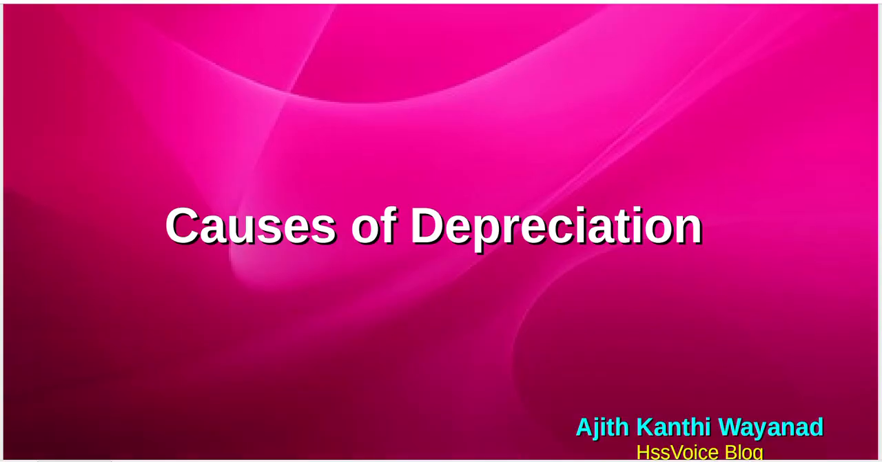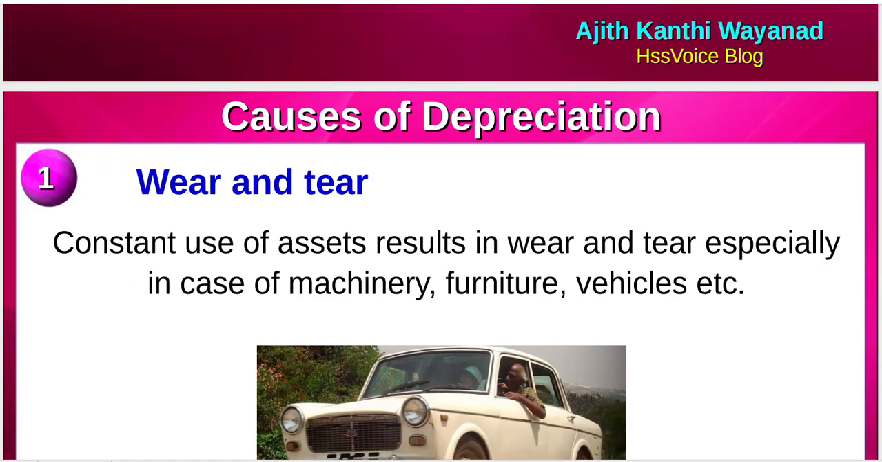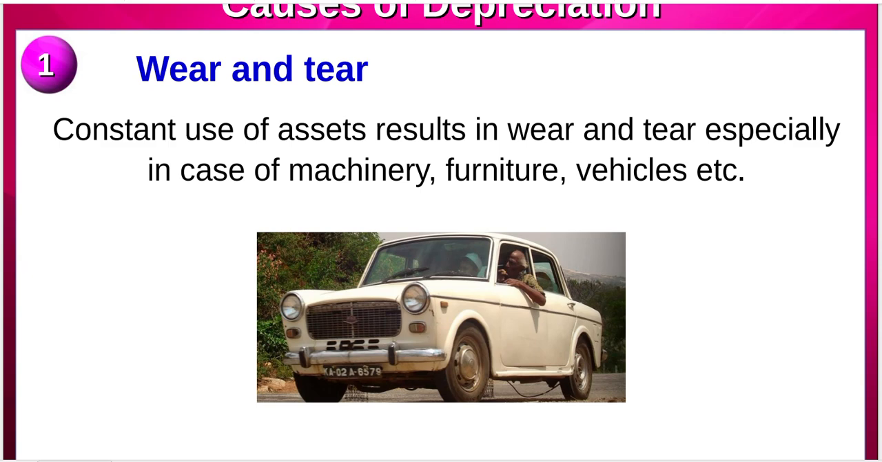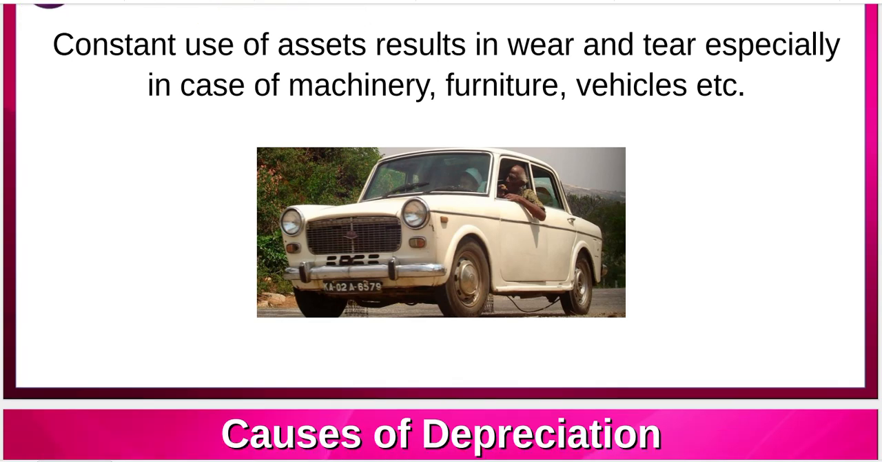Now the next is causes of depreciation. What are the basic causes of depreciation? So the basic cause of depreciation is wear and tear. Constant use of any asset may result in a decrease in its financial value. So that is normal wear and tear. We use things continuously, and slowly they start getting damaged. In case of machinery, furniture, and even the home appliances you see in your homes, with use they start getting damaged. This is because of their constant use. This is normal wear and tear.